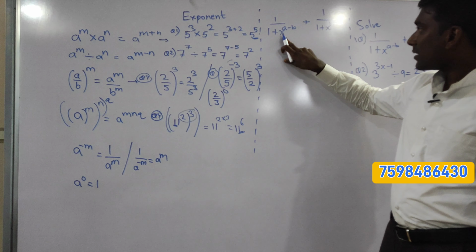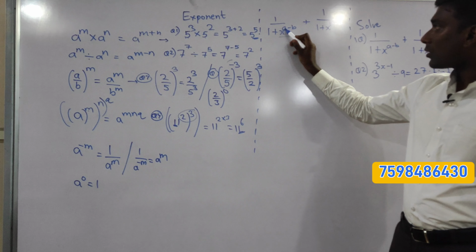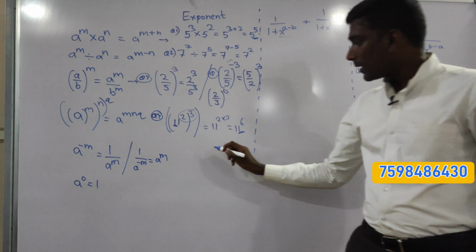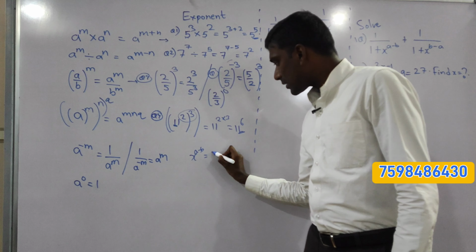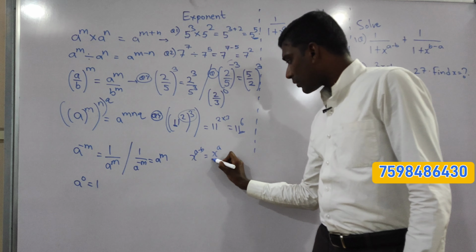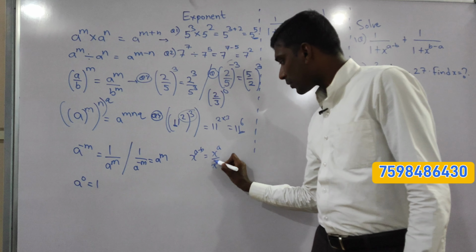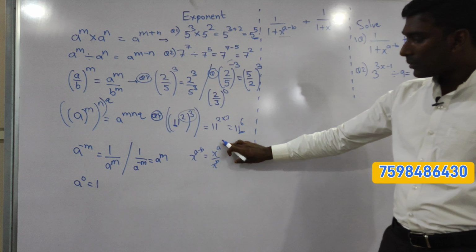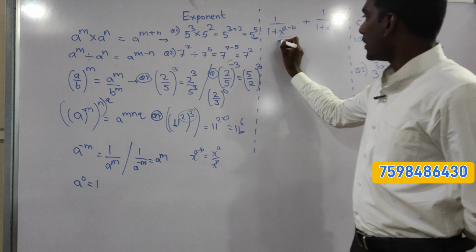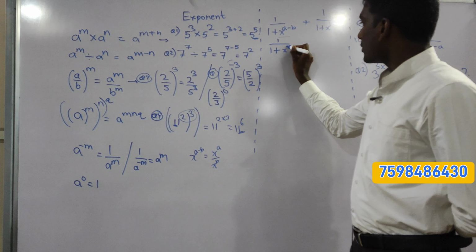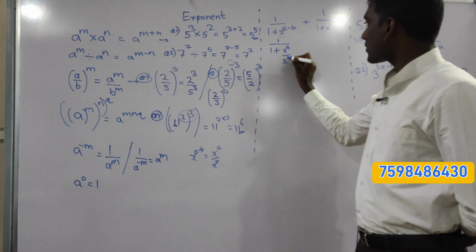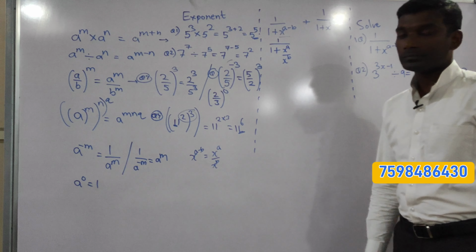So now look at this term, x to the power of a minus b. This can be written as x to the power of a divided by x to the power of b. Yes, x to the power of a divided by x to the power of b. So I will write 1 plus x to the power of a divided by x to the power of b. Okay, done.